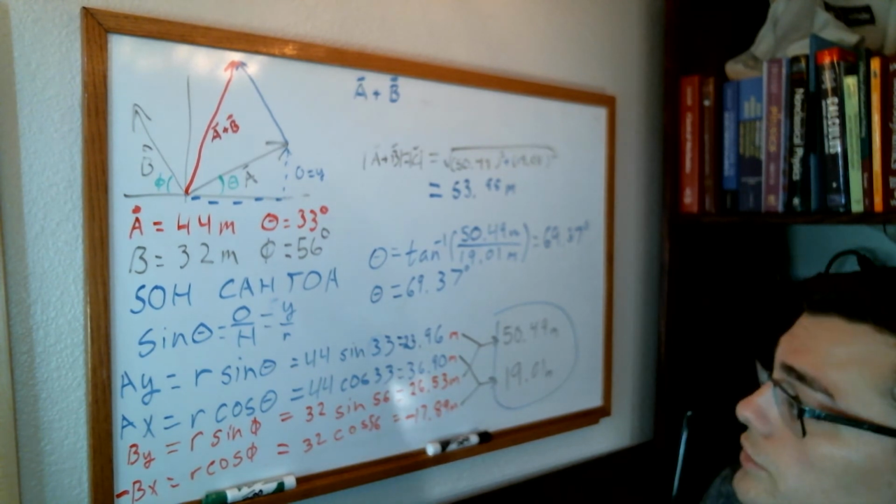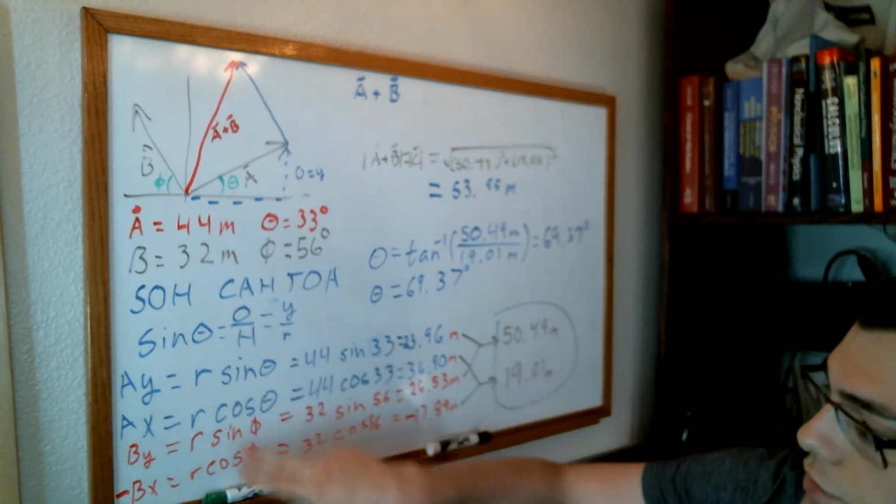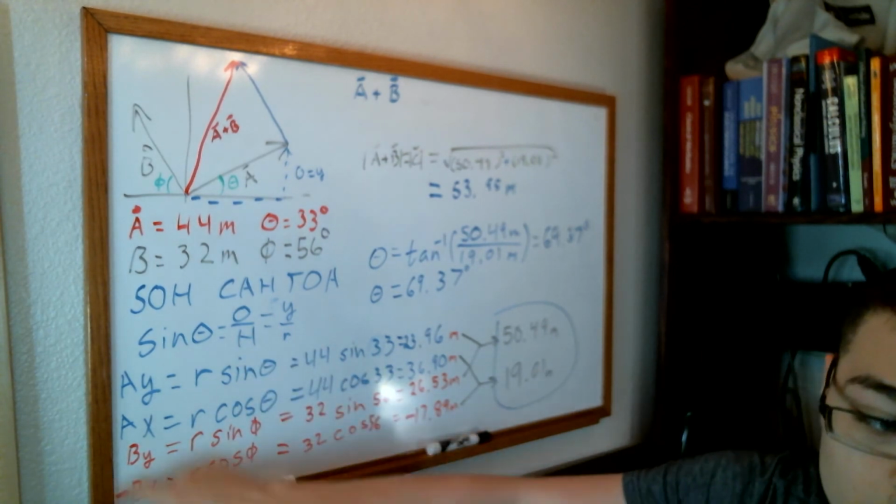So to recap, we have our vectors here. We took our trig identities. We solved our trig identities here. We kept track of our negative sign at the bottom here.